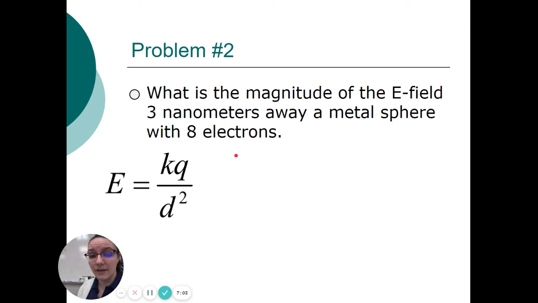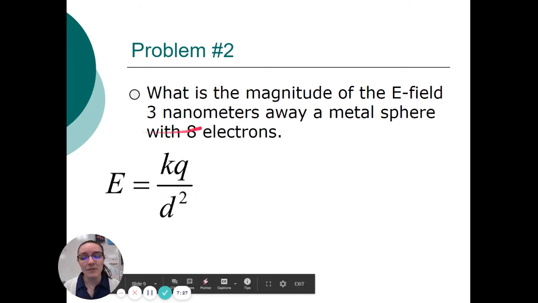And the charge of an electron is a constant value that is on your formula chart. The charge of an electron is negative 1.6 times 10 to the negative 19th coulomb. We've got 8 of those, so Q is 8 times the charge of an electron. And my distance here is given by 3 nanometers.